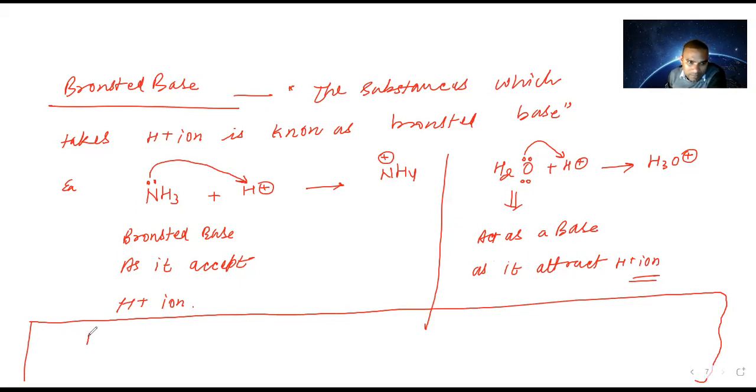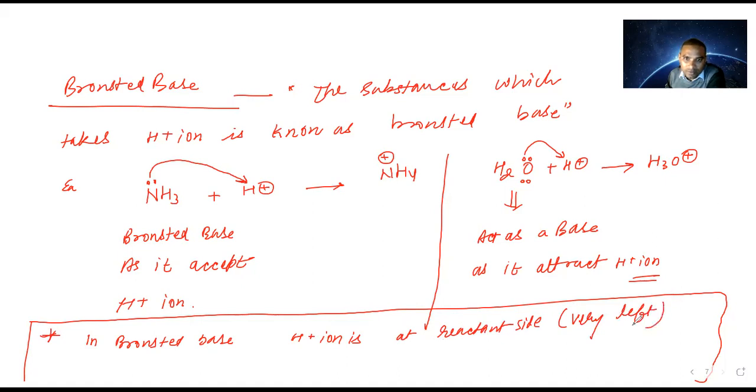Okay, so what is the confusing part? In Bronsted-Lowry base, what they are saying is that the H plus ion is at the reactant side. This is from your book. In Bronsted-Lowry base, H plus ion is at the reactant side, very left. It is the left side.